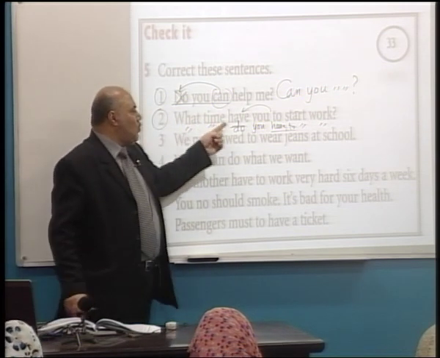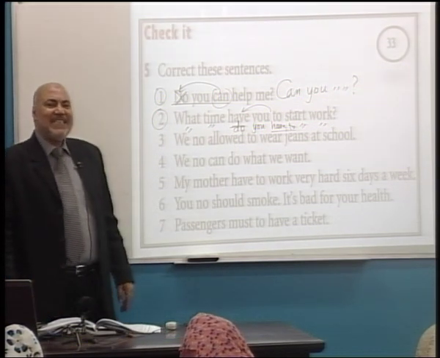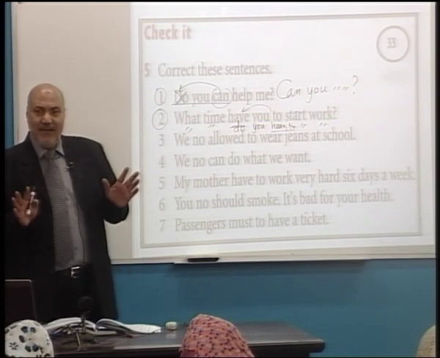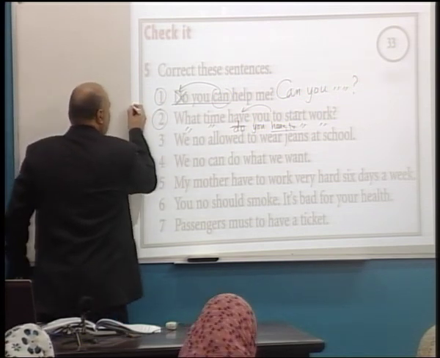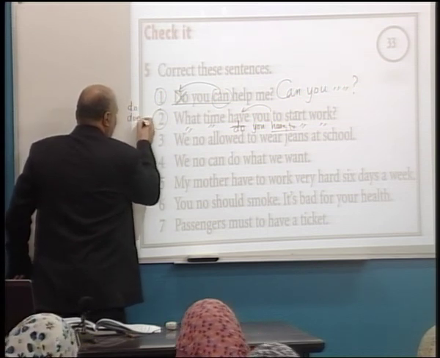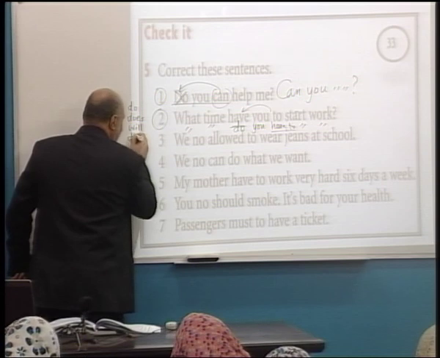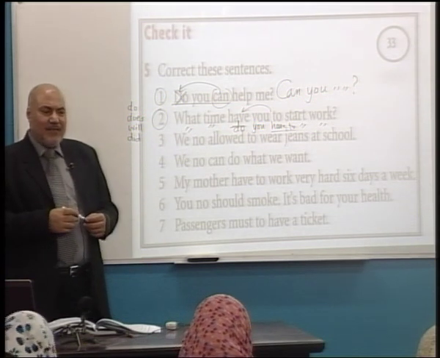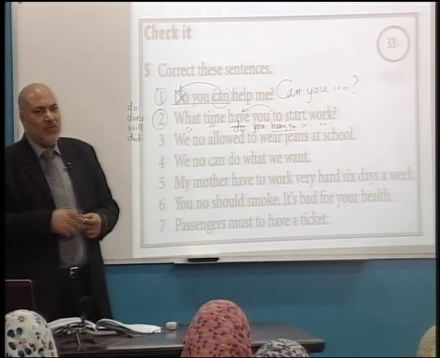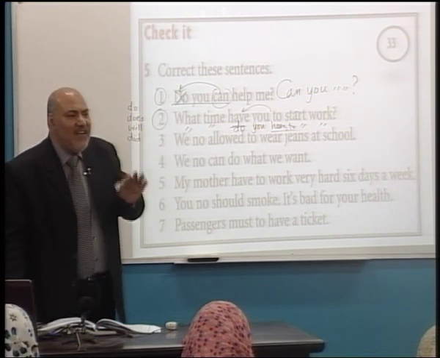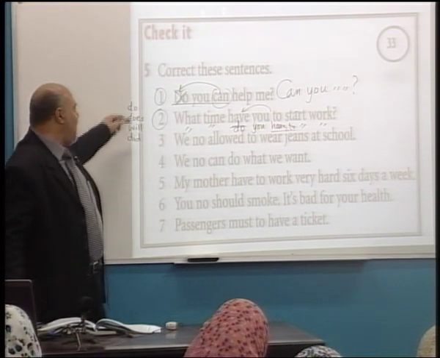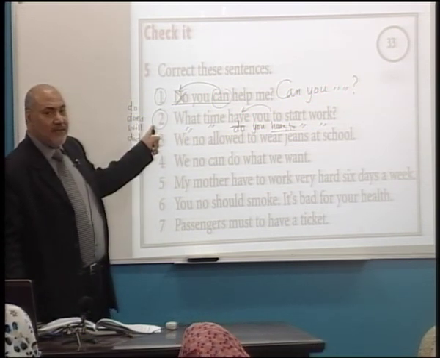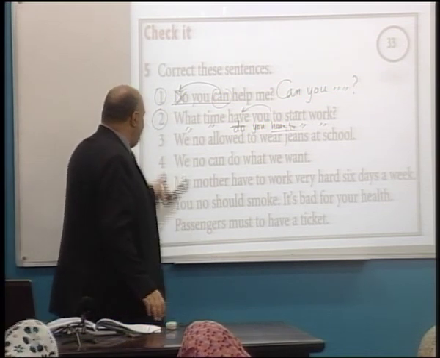So, what time do you have to? What time does she have to? What time will you have to? You understand? We can use will, do, or does, or did. What time did you have to? Present, past, and the future. You understand? So this is a full verb. With a full verb, I use the auxiliary do, does, did, and in the future we use will. Is it clear? Yes.